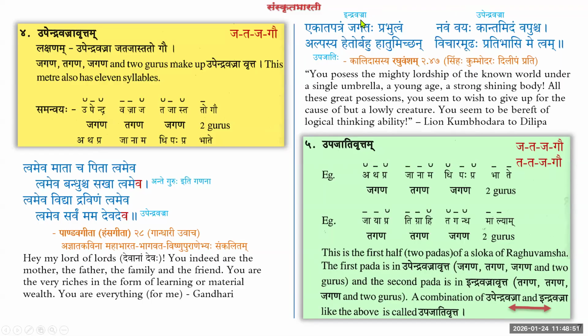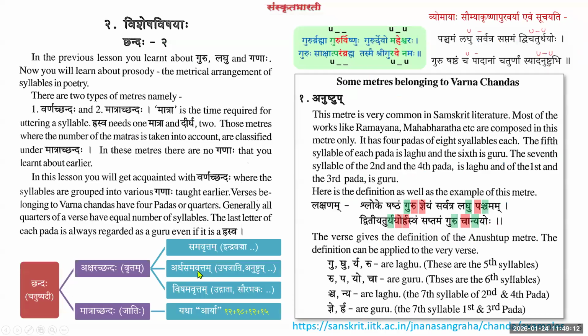Okay. You cannot have Indra Vajra followed by Upendra Vajra. Generally, I haven't seen that. Usually it will be odd-even pairing. So there is some further symmetry they are introducing there. So this we call Ardha Samavrittam, because half equal. Ardha Samavrittam. If you go back here, Ardha Samavrittam Upajati, you see here. Okay, Anushtubh is also like that.